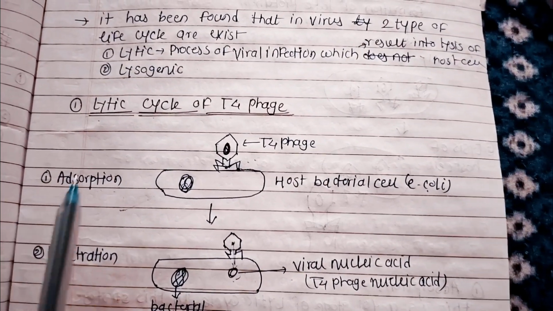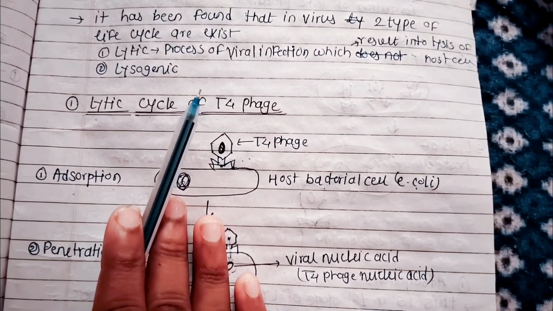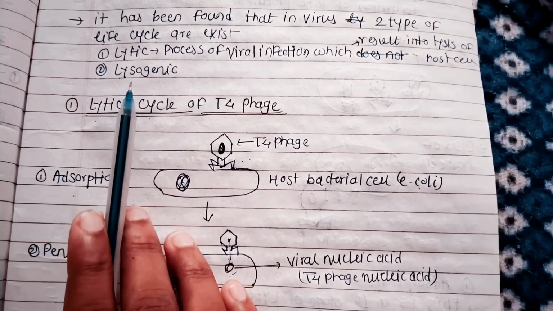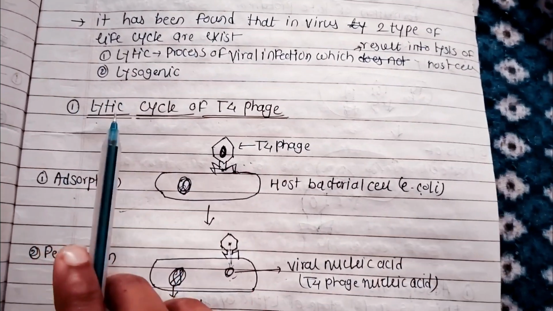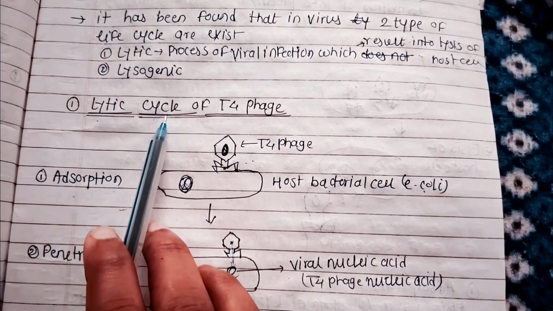First, in general, there is the attachment to the host cell. There are two life cycle stages: first is lytic and second is lysogenic. But the T4 phage shows only the lytic cycle.